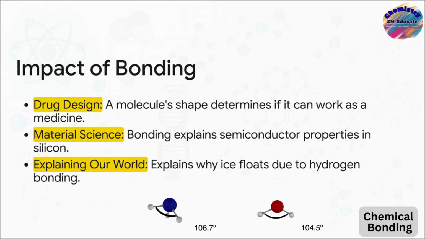The way silicon atoms bond is what makes it a semiconductor, which is the heart of all our electronics. It even explains everyday miracles, like why ice floats. It's because its hydrogen bonds form this rigid, open structure that's actually less dense than liquid water.